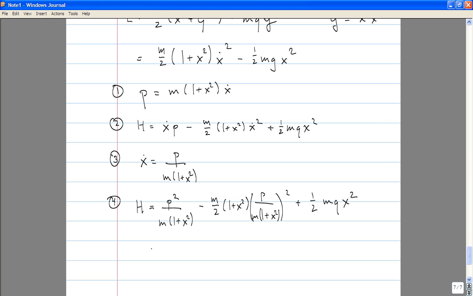It's much easier to simplify the H from the beginning. Yeah, well, this is not so hard. This is then just p squared over 2m times 1 plus x squared. Again, we see that in this term here, there's an overall 1 over 1 plus x squared and 1 over m, and the only difference between these first two terms is that there's a 1/2 in front of the second term. So subtracting the two, we get p squared over 2m times 1 plus x squared plus 1/2 mgx squared.